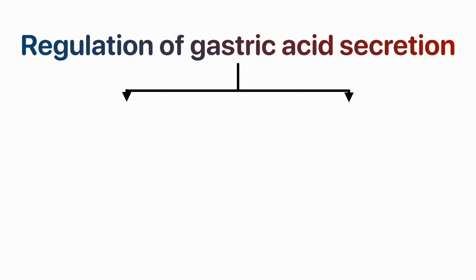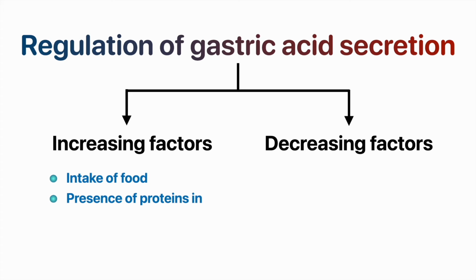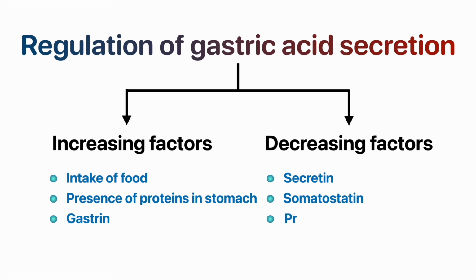Gastric acid secretion can be increased or decreased by certain factors. Factors that increase acid secretion are intake of food, presence of proteins in the stomach, gastrin hormone, etc. And factors that reduce acid secretion are secretin, somatostatin, prostaglandins, etc. Also, the presence of acid in stomach itself reduces further acid secretion by the negative feedback mechanism.